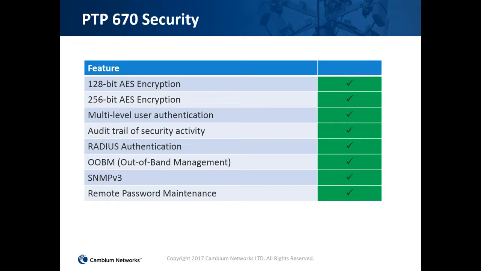So a little bit about security features. The PTP 670 has AES 128-bit key and 256-bit key as well. It has multi-level user authentication. This is really useful for utility companies where you want a tiered system of authentication rather than just one master person who has control over everything. You have RADIUS authentication, you have out-of-band management and SNMP v3, and automatic remote password maintenance, which we'll get into a little bit. We also have over-the-air pre-keying retransmission, which is part of the remote password maintenance, but it's done on its own.